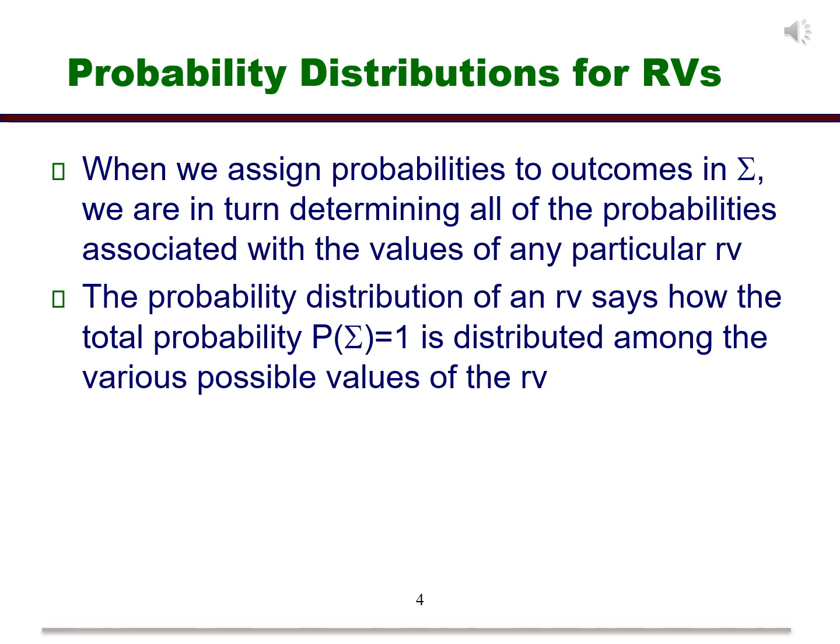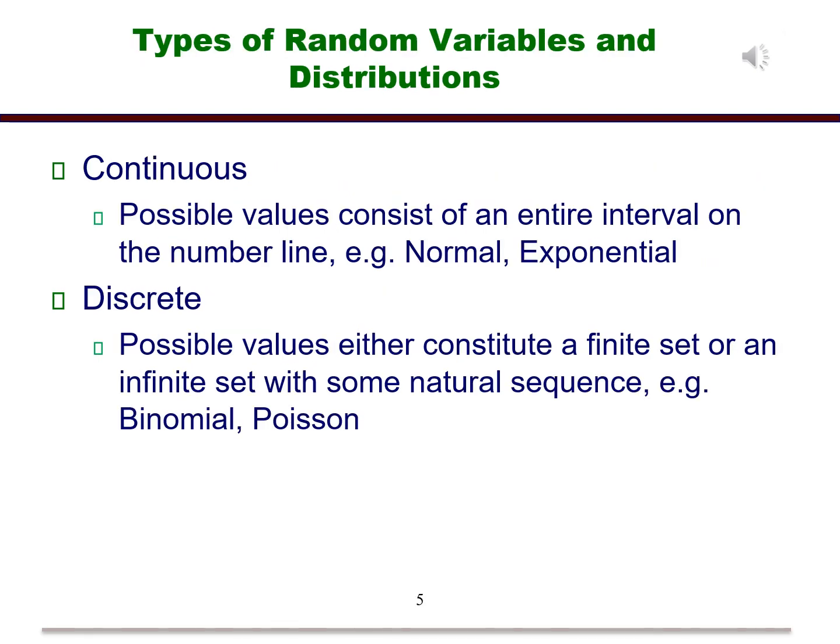When we assign probabilities to each outcome, we are setting up the probability distribution. The probability distribution of a random variable says how the total probability is distributed among the various possible values of that random variable. You should note here that the probability for all of the outcomes in the sample space is 1. There are two main types of random variables in probability distributions. These are continuous and discrete.